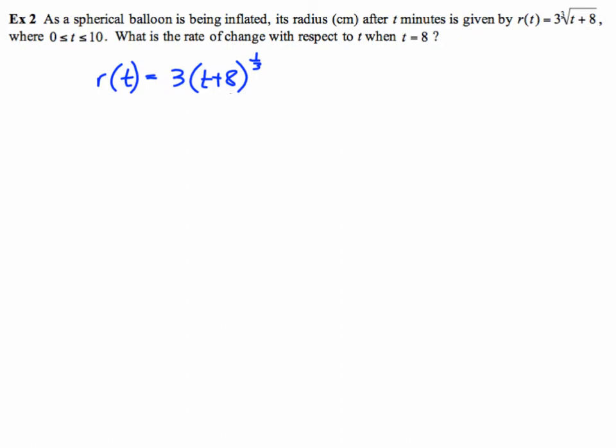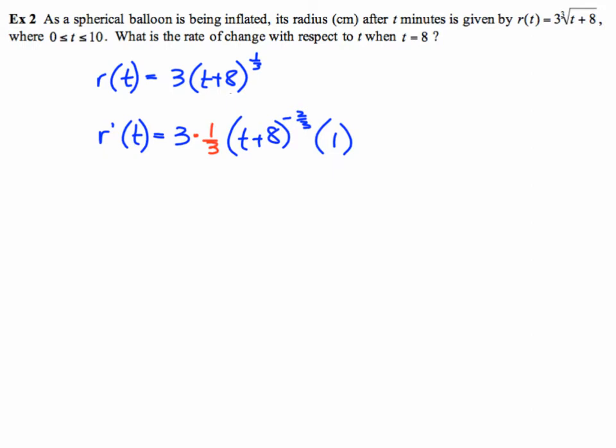And now I need to take the derivative. So the derivative, I need to apply the chain rule. So the 1/3 gets multiplied by 3. Subtract 1 from the exponent, and then I take the derivative of what's inside the brackets. So by applying the power rule, 3 times 1/3, subtract 1, which is 3 over 3, from the exponent, so that's why I get t plus 8 to the negative 2/3, and the derivative of what's inside the brackets is 1.